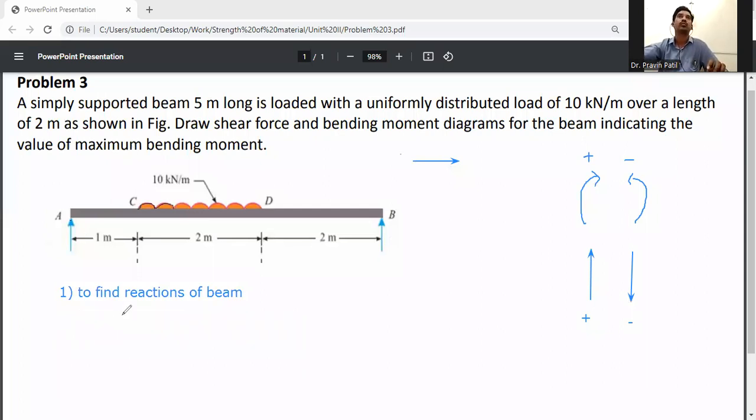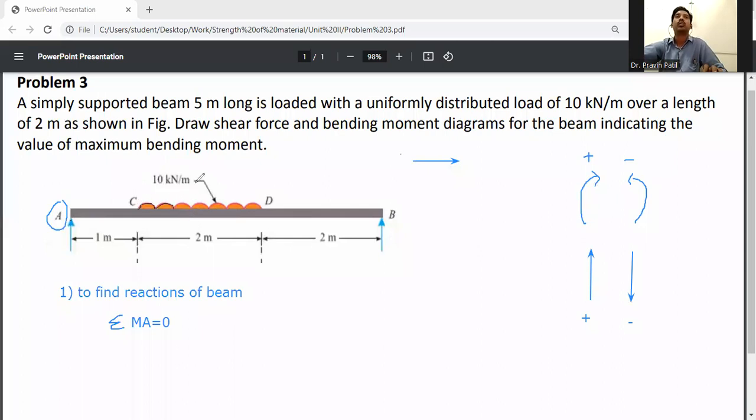So summation of MA is equal to zero, meaning the algebraic sum of all the moments at A will be equal to zero. So we'll take the moment of all the forces at A. First of all, convert this UDL load into a point load. This is 10 kN per meter, acting over 2 meter, so 10 into 2 will be 20.